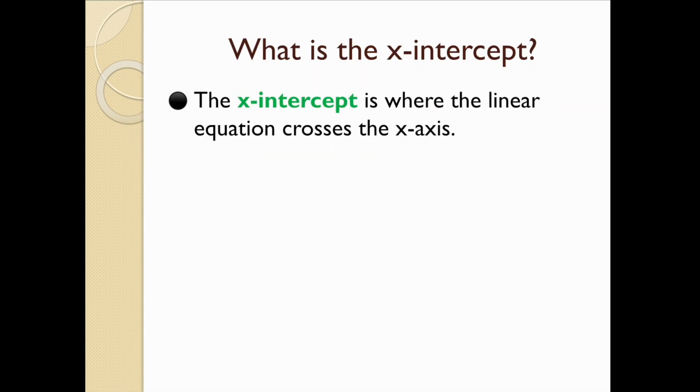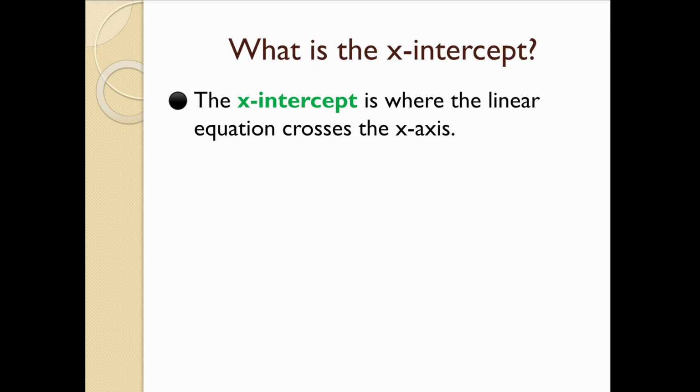Let's look at the x-intercept now. The x-intercept is where the linear equation crosses the x-axis. This is just another feature that we consider as well. But based on our formula, the two most important ones would be what? The gradient and the y-intercept. Excellent. All right.